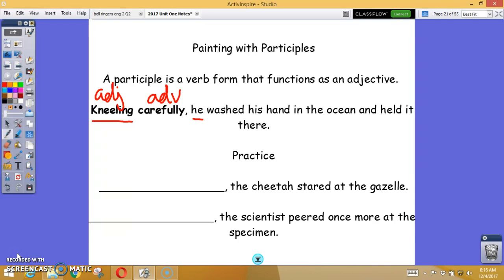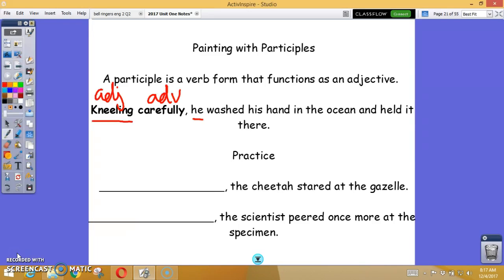So imagine if we didn't have that in there. He washed his hand in the ocean and held it there. Think about how basic that sounds compared to the way it's actually written. Kneeling carefully, he washed his hand in the ocean and held it there. That gives us a shift in rhythm. It also gives us an increase in description. And so it makes this sentence that would normally be kind of boring much more interesting.